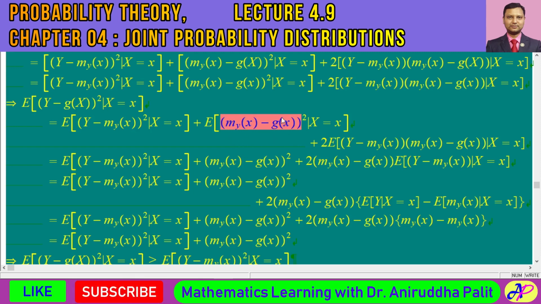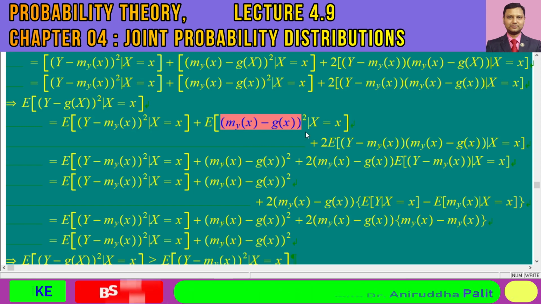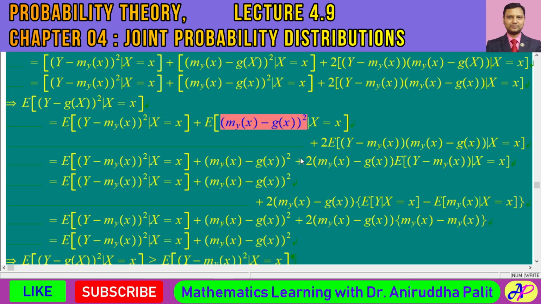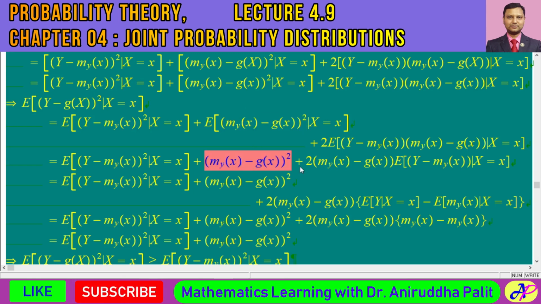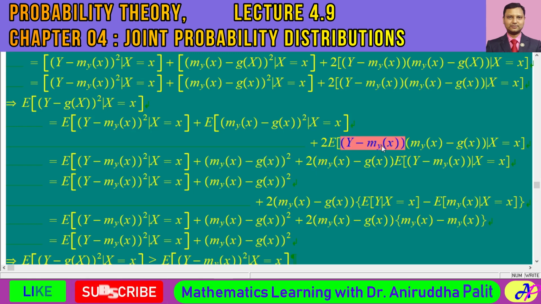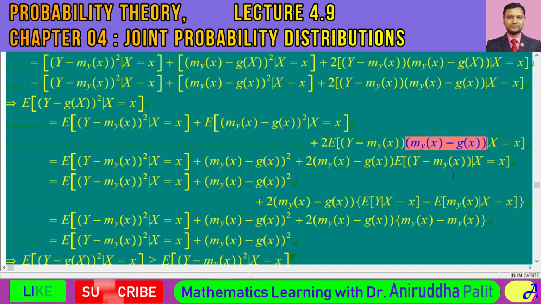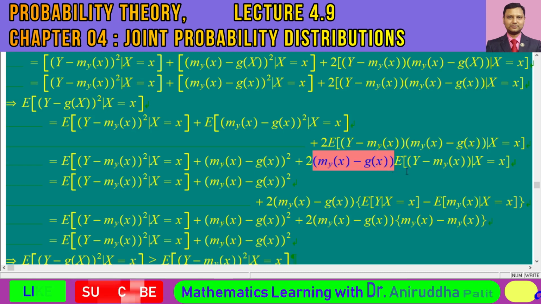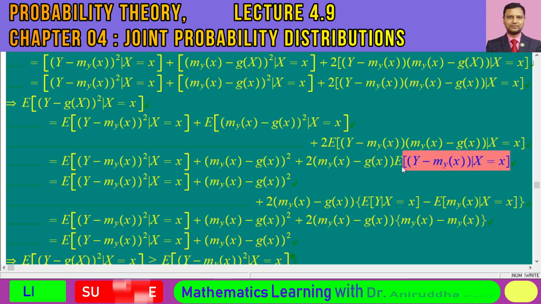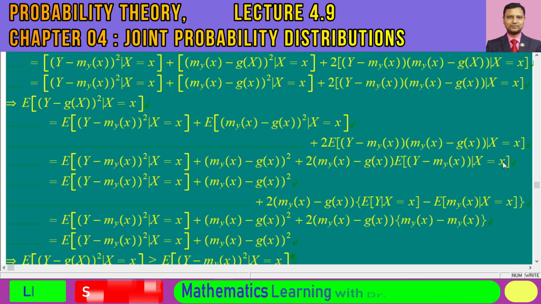That's why this quantity should be treated as an independent quantity, or a constant quantity, with respect to capital Y. So the expectation of a constant quantity is that quantity itself. That's why we can directly write this expectation over here. Again, this expression involves capital Y, but this factor does not involve capital Y, so this factor can be taken outside this expectation. Inside the bracket, we have the expectation of Y minus m_y(x), given capital X equal to small x.